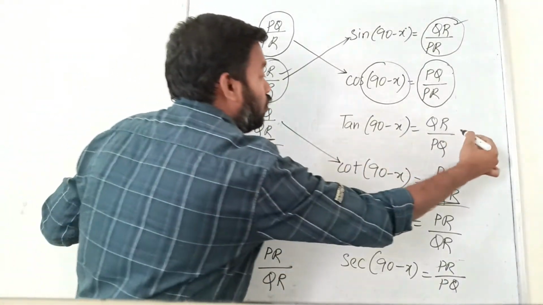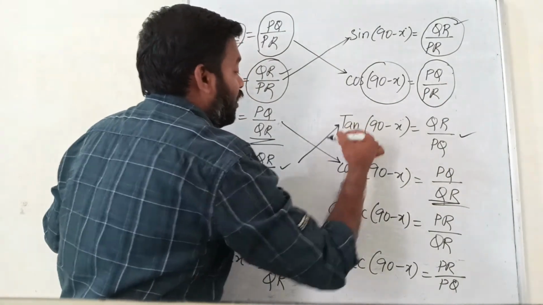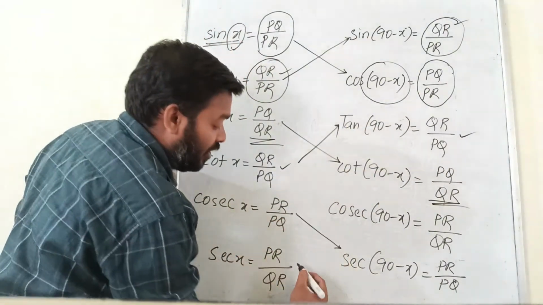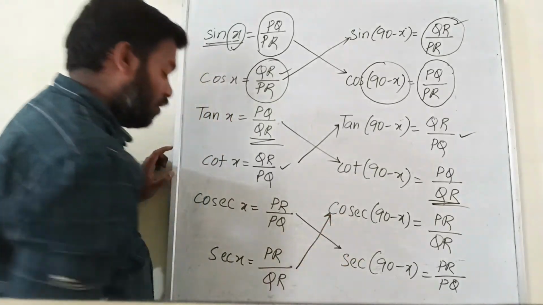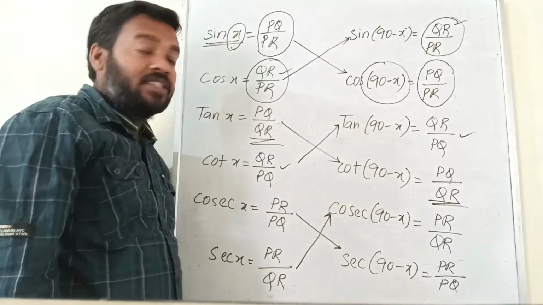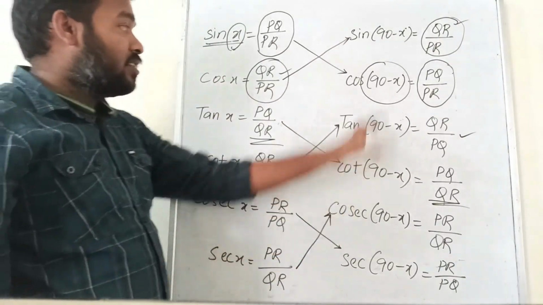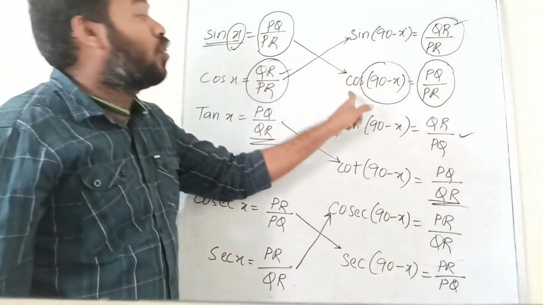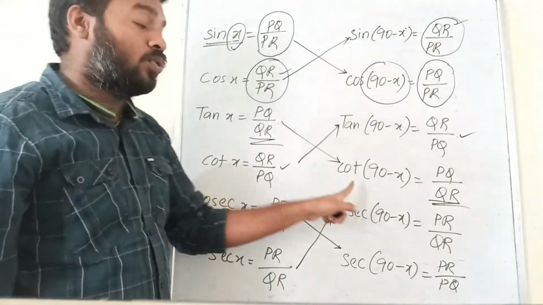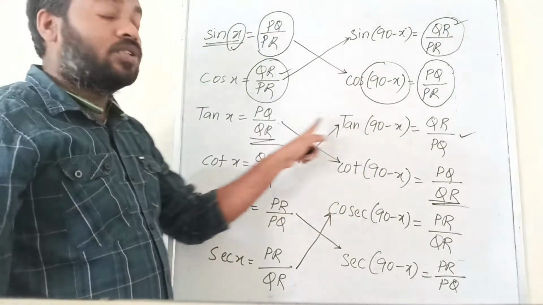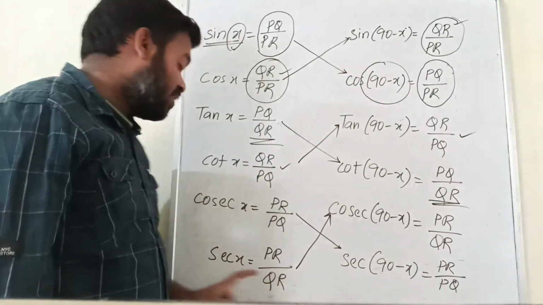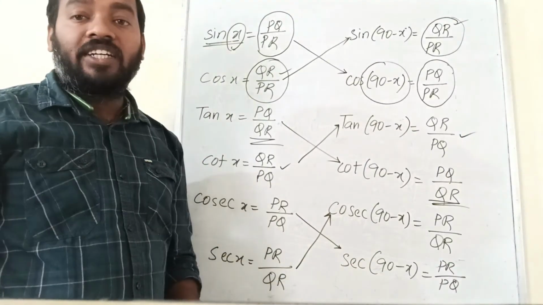Then tan x is equal to cot 90 minus x, and cot x is equal to tan 90 minus x. Cosecant x is equal to secant 90 minus x, and secant x is equal to cosecant 90 minus x. So we shall write this down: sin x is equal to cos 90 minus x, cos x is equal to sin 90 minus x, tan x is equal to cot 90 minus x, cot x is equal to tan 90 minus x, cosecant x is equal to secant 90 minus x, secant x is equal to cosecant 90 minus x.